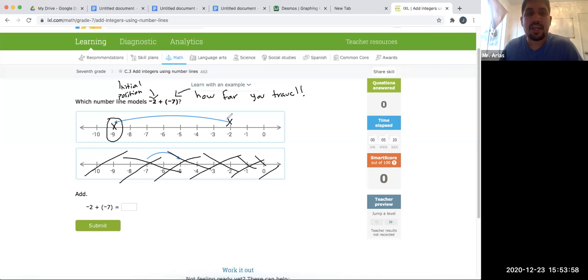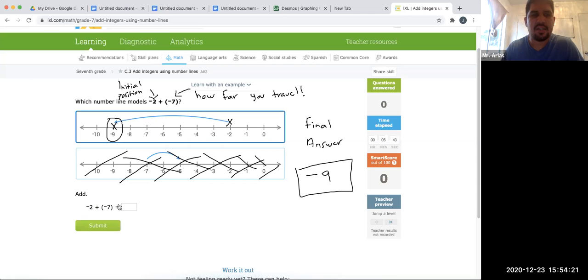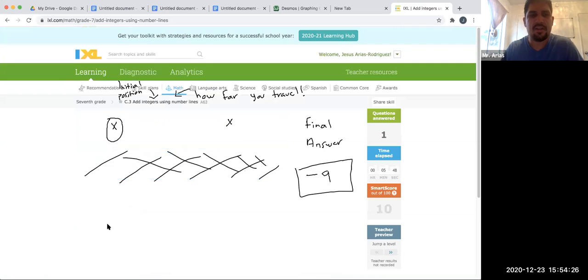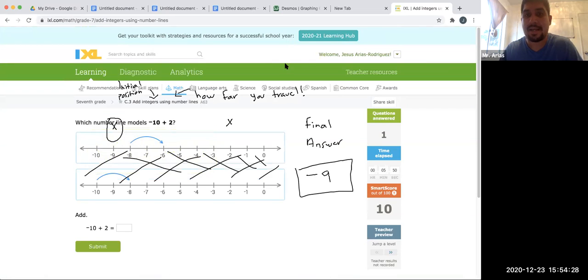So technically speaking, when you finish this numerical trip on the number line, that final location will be the answer. So the final answer in this case is equal to -9. Okay, that's it. Let's quickly choose this answer, and then we enter -9. Perfect. Let's do another example.